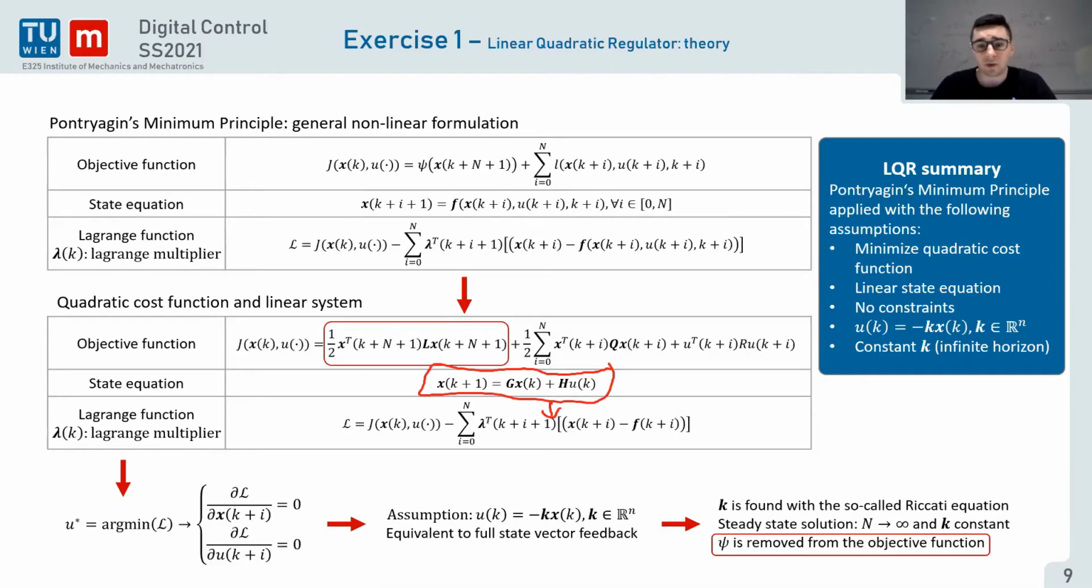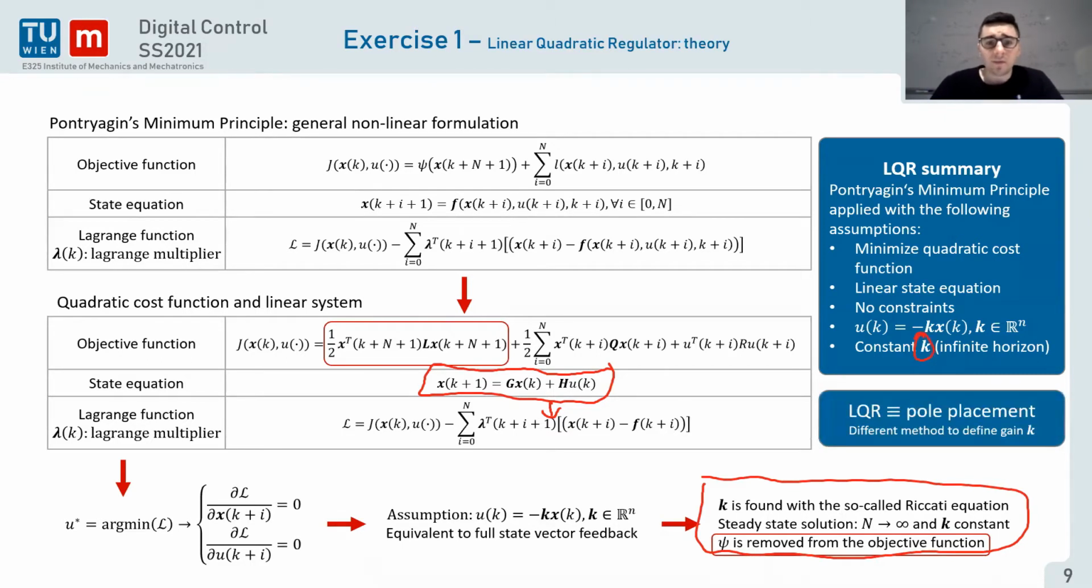There are no constraints on u, for example, minimum or maximum u is not considered here. And then we're going to say that u is just a state feedback vector, so it's just minus k times x. This is a hypothesis, so it's probably not the optimal u, but it's sufficiently close to the optimal u, let's say. And finally, we say that the gain k is constant. The gain k is constant because of this relation here. K is constant because we take an infinitely large horizon, and so n is equal to infinity.